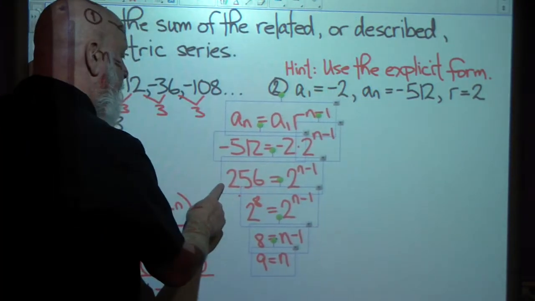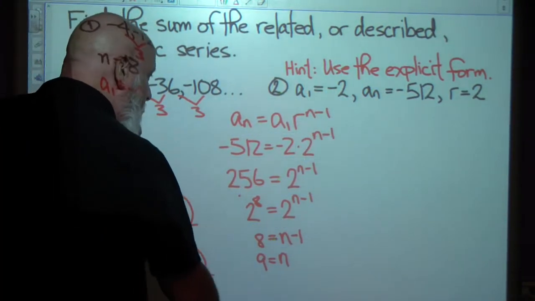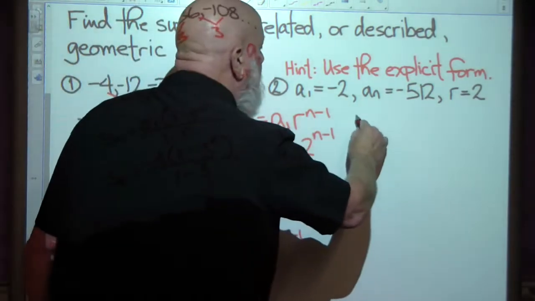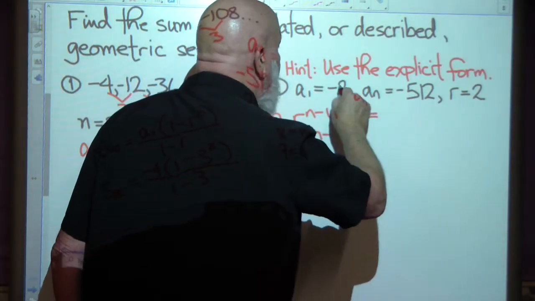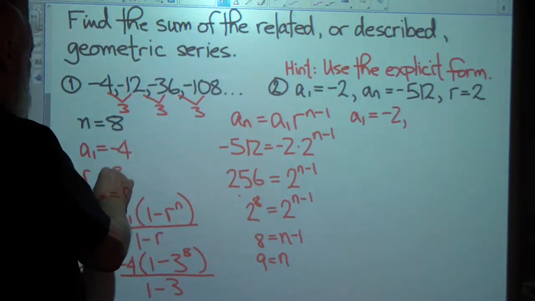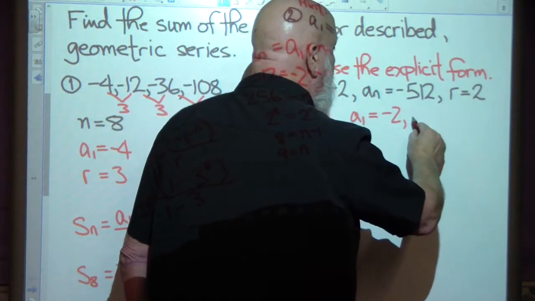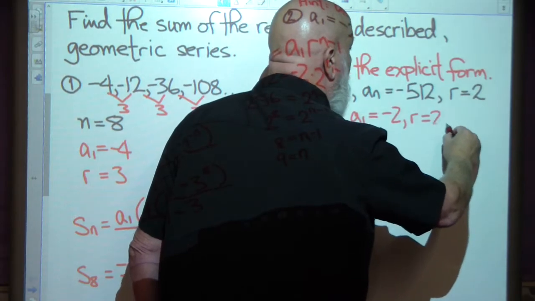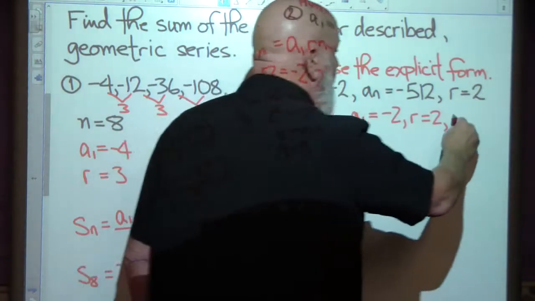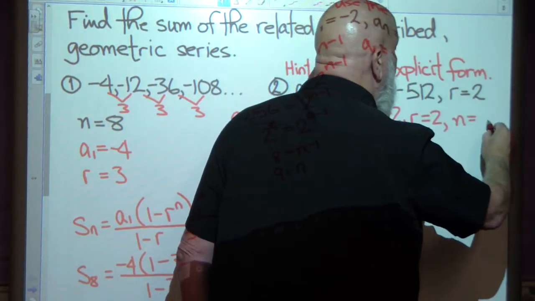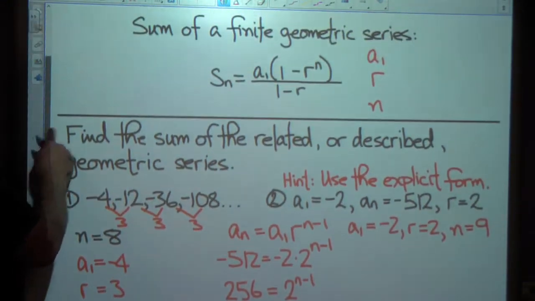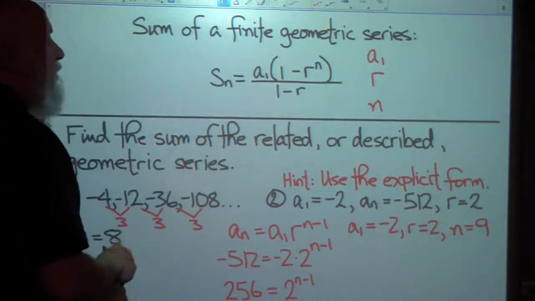And then we'll move this over here. And now I've got the three things I need. I need a sub 1, which is negative 2. I've got the common ratio, they gave it to us as 2. And we need the number of terms, which we just found is 9. Now I've got the three pieces of information I need to plug into my formula for the geometric series.